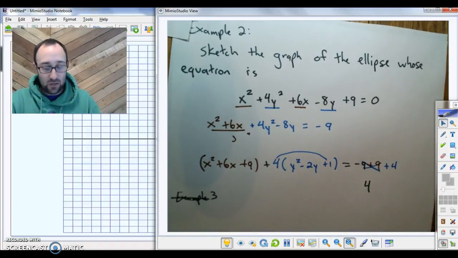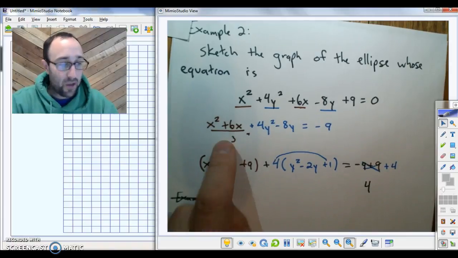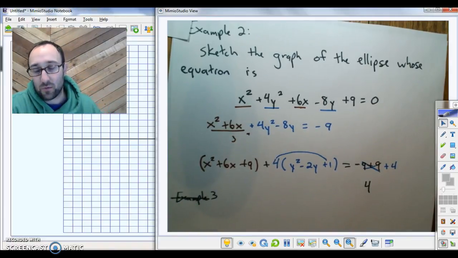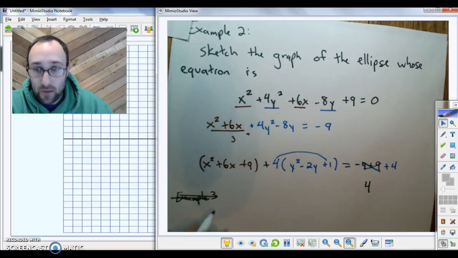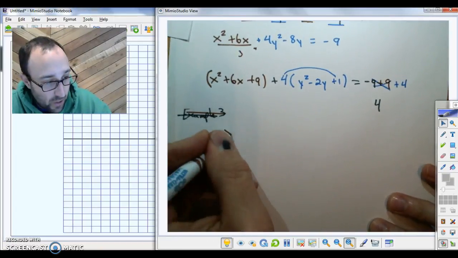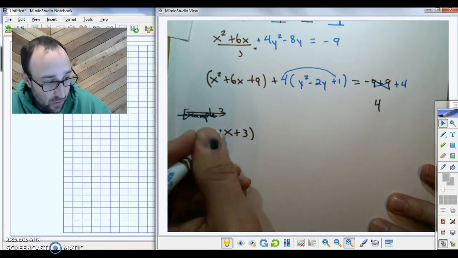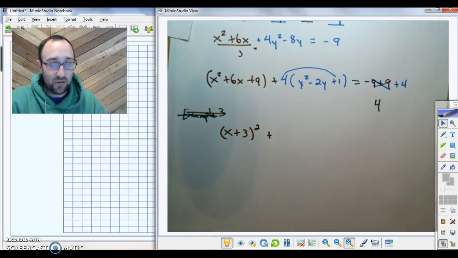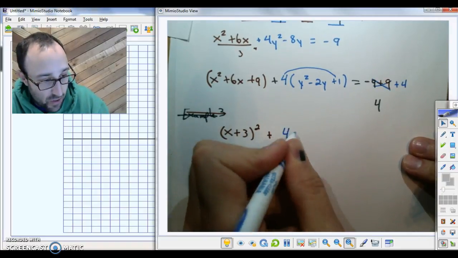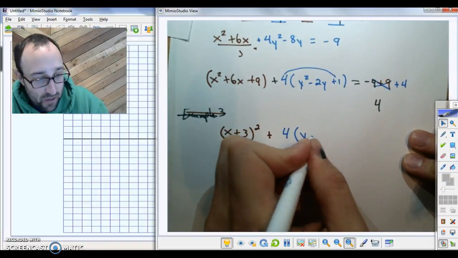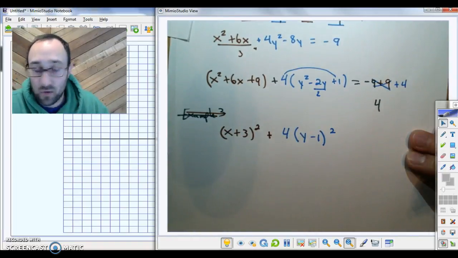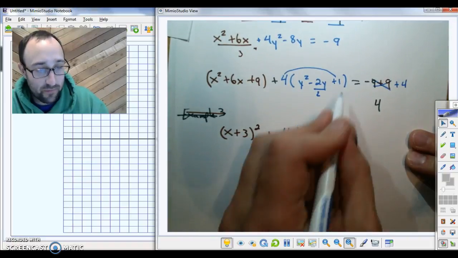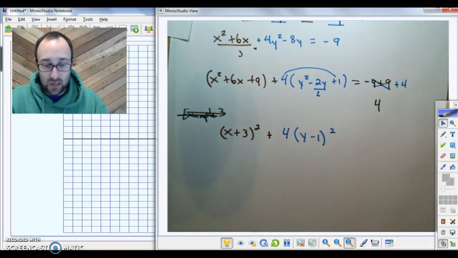Okay, and then I can factor the x part. Now I wrote this 3 down because it's always nice when you're completing the square: whatever you divide by, that's what's going to be inside the parentheses. So it's going to be x plus 3 squared plus, I still have that 4 out in front, so 4 parentheses y minus 1 squared. Remember, it's minus 1 because I divided this by 2, and it's a negative 2, positive 1, negative 1 goes here. Okay, and that's going to equal 4.